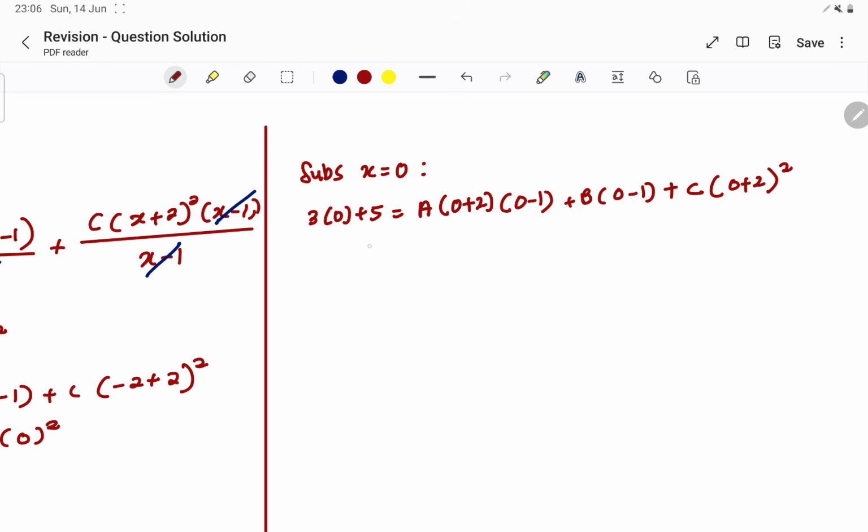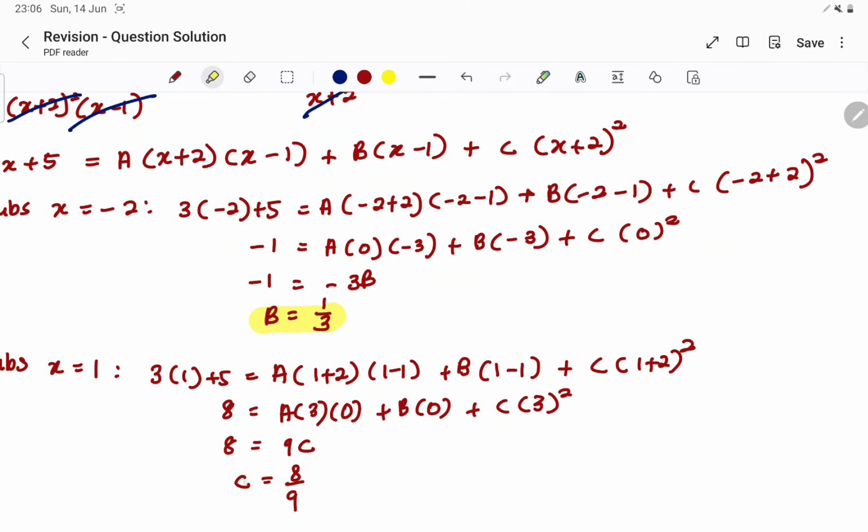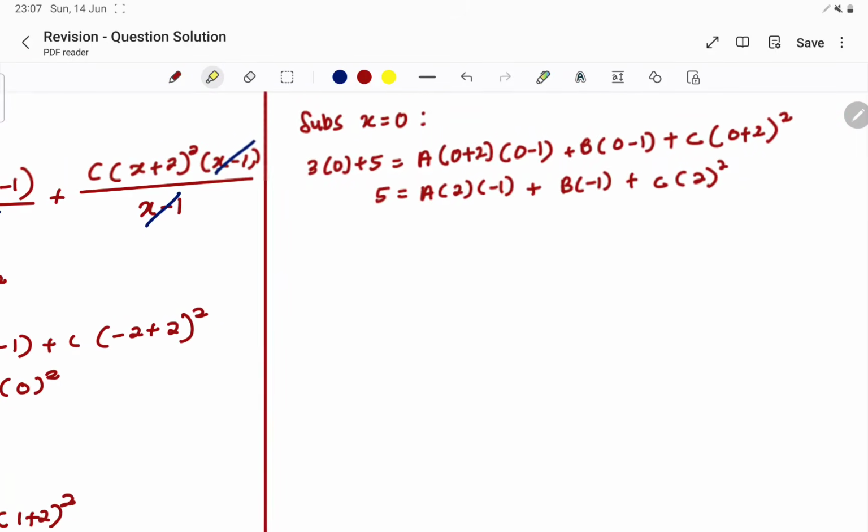And then here you substitute, you're going to get 5 equal to a multiplied by 2 minus 1 plus b minus 1 plus with c multiplied with 2 square, which you're going to get equal to 4 lah. So here you already got the value of b and also value of c, right? Then you substitute inside this also. Then you're going to get 5 equal to negative 2a minus with b plus 4c, right? Then substitute the value of b and c just now. Then you're going to get negative 2a minus with 1 over 3 plus with 4 multiplied with 8 over 9.